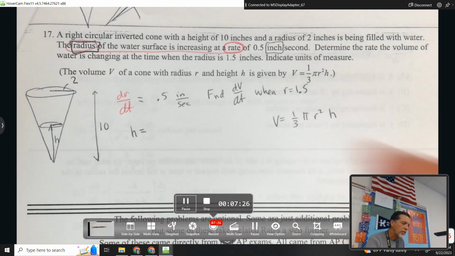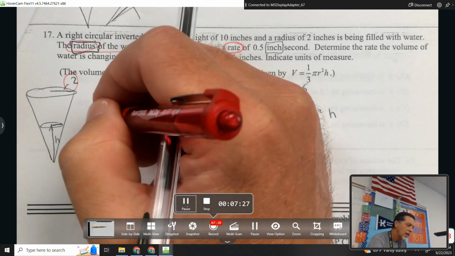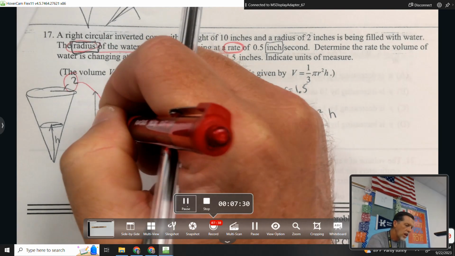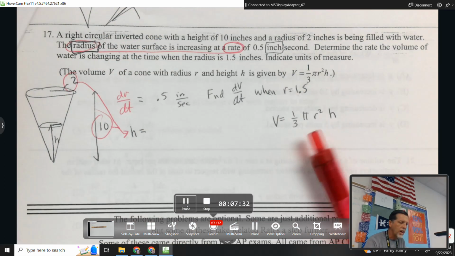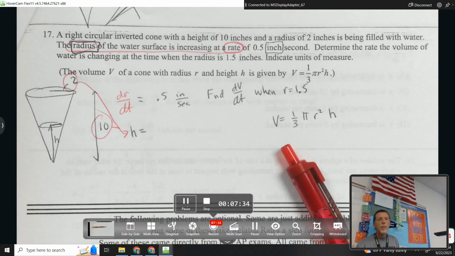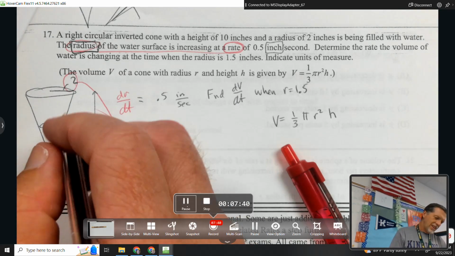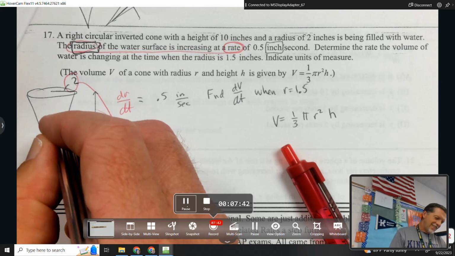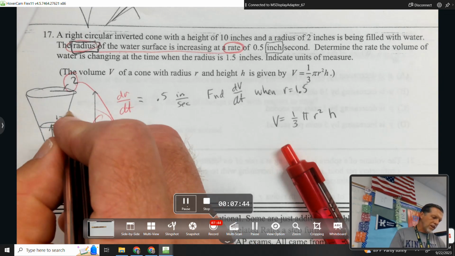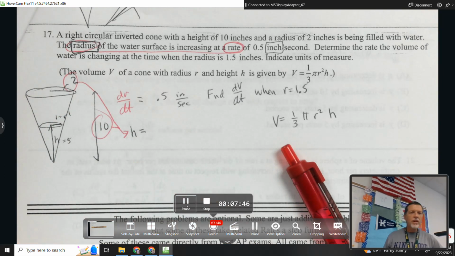And that's why it told me the 2 and the 10. So how is H related to R? Let's see. If H is 5, R is 1. If H is 10, R is 2. Similar triangle type things. So I need an equation that tells me how H and R are related to each other.